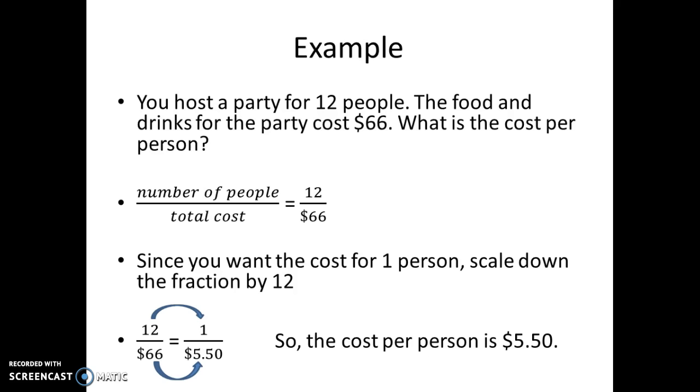If I chose to put the total cost on top and the number of people as my denominator, I would still get the same thing, because I'd still be doing 66 divided by 12. It just would be in the numerator instead of the denominator. So we would get the same thing.